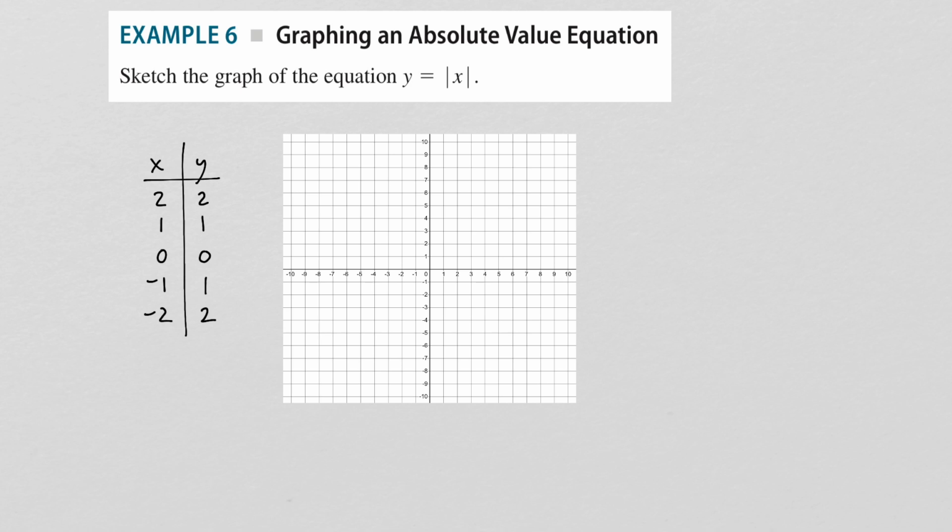And now we just plot these points. So we have the point 2, 2, 1, 1, 0, 0, negative 1, 1, negative 2, 2. And this time you can see that we actually get a V-shaped graph. Now again, the thing to remember is this graph doesn't just consist of these 5 points. It consists of every point that satisfies this equation.